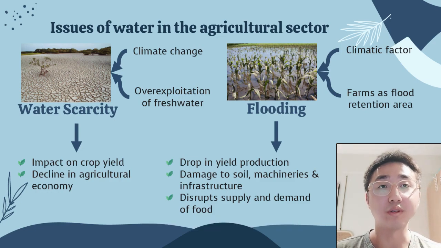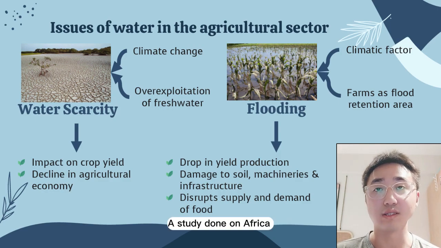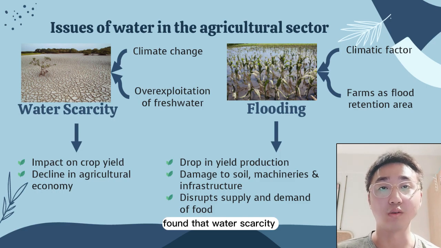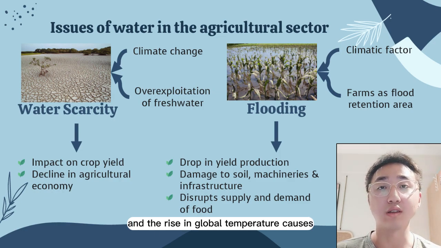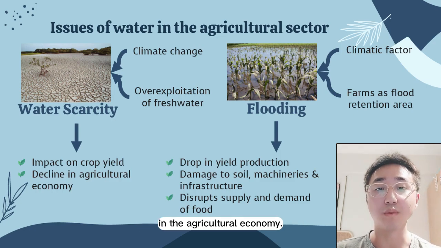This is a problem for the agriculture sector, and a study done in Africa found that water scarcity negatively impacts crop yield, and the rise in global temperature causes water stress, which leads to declines in the agriculture economy.